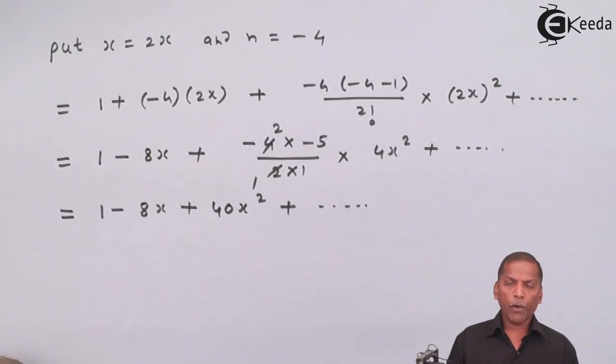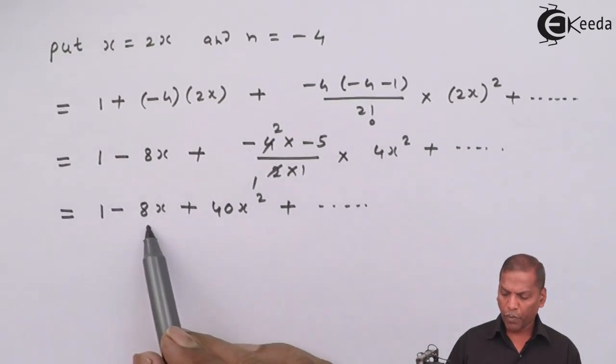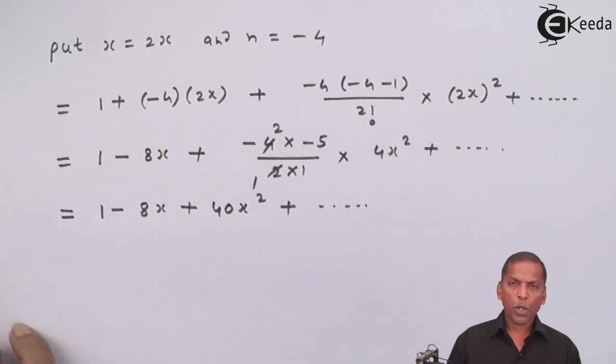So in this way we get first three terms as 1 minus 8x plus 40x square plus going on. So this is a required solution for the given problem. Thank you.